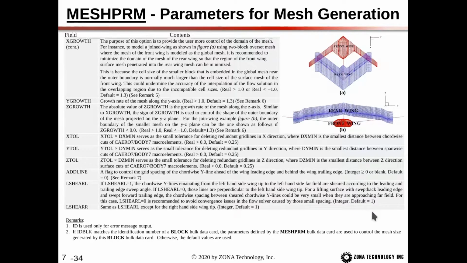Now for a lifting surface with a swept back leading edge and swept forward trailing edge, the chordwise spacing between the sheared chordwise Y lines could become very small as they approach the far field. So in this case, L shear L equals 0 is recommended. Another way to avoid this problem would just be to add a gap card outboard of the wing, and then that would control those chordwise Y lines. L shear R is the same except for the right-hand side wingtip.